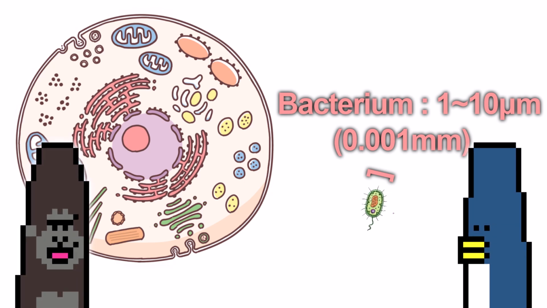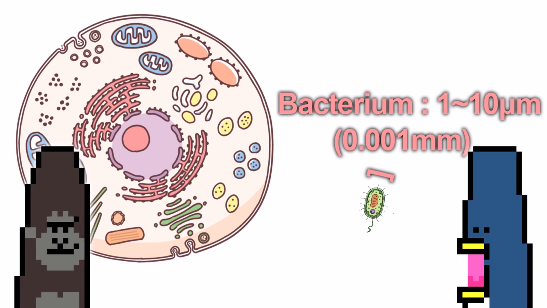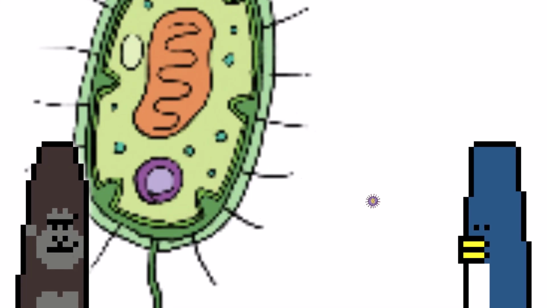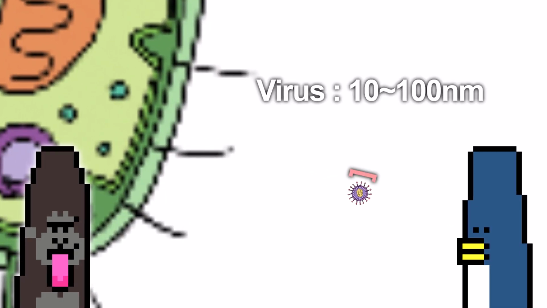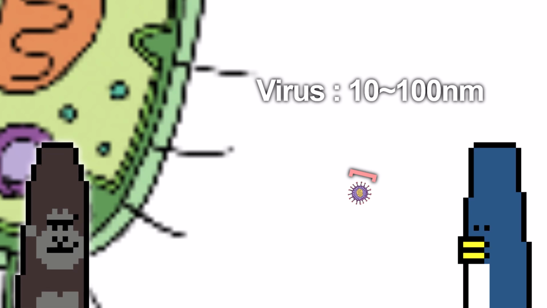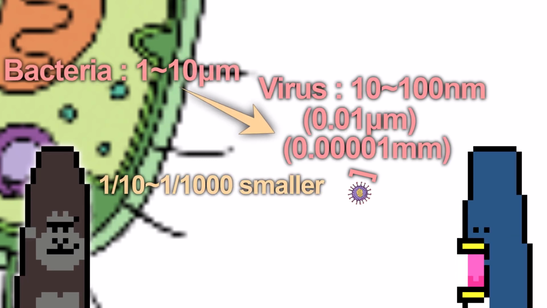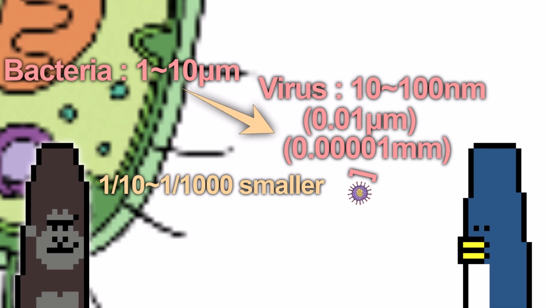Huh? I wonder how big viruses are. Oh, look! There's a virus in the picture too. Wait, where? Right here. It's so tiny. I thought it was just dirt. The size of a typical virus ranges from 10 to 100 nanometers, which is about 1/10 to 1/1,000th the size of bacteria. So viruses are much smaller than bacteria.